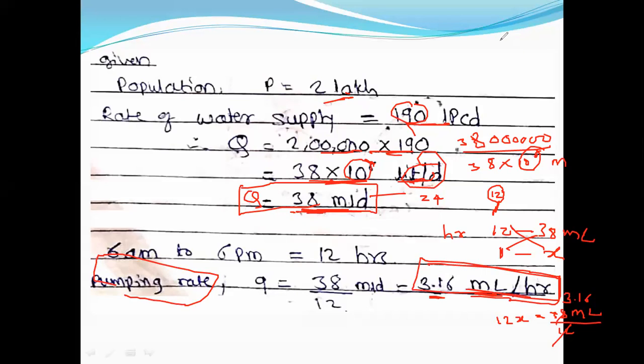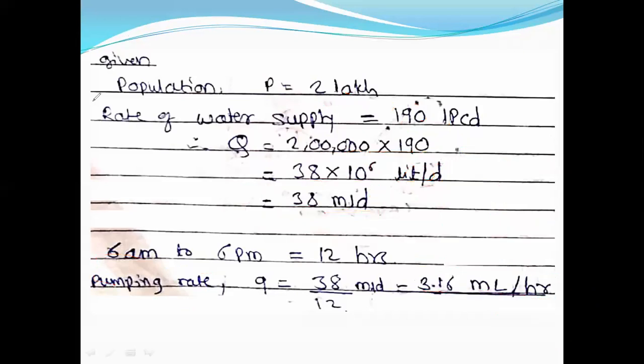ओके, सो राईट डाउन दिस थिंग्स. फर्स्ट गिवन, write down population P is equal to 2 lakhs. Then rate of water supply 190 LPCD. Then find out what is the rate of supply. So this rate of supply is nothing but it is per day, million liters per day, MLD. 2 lakh into 190, it has come 38 MLD.